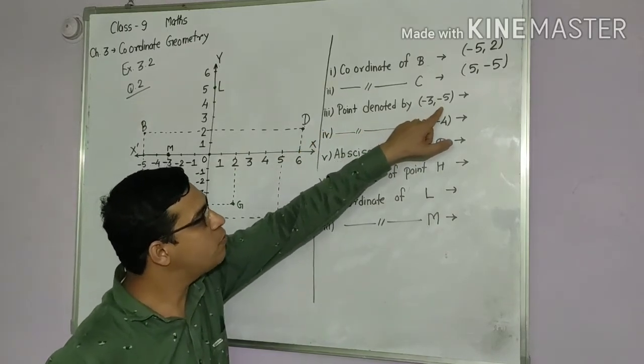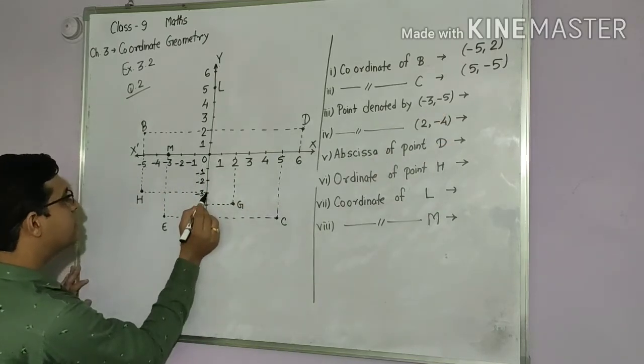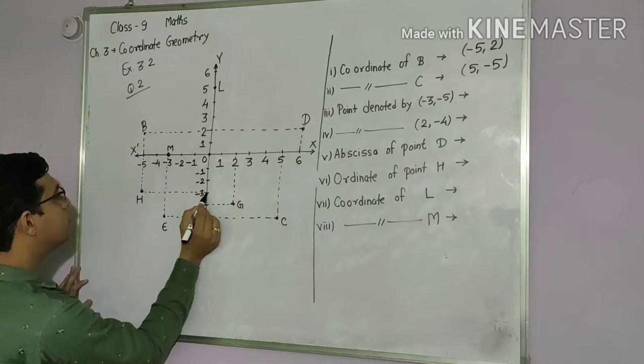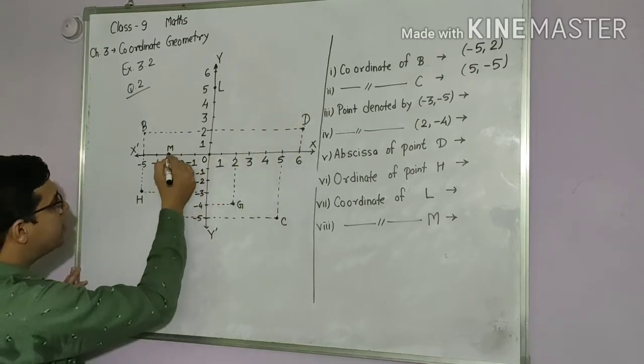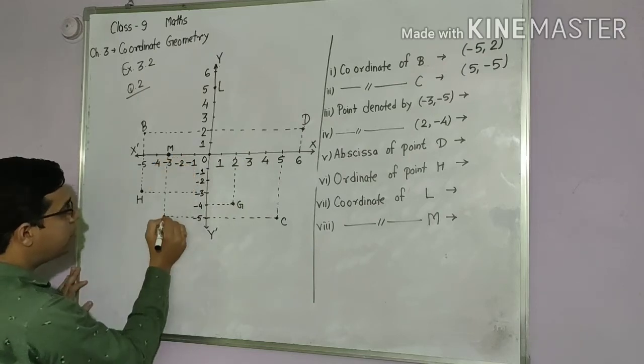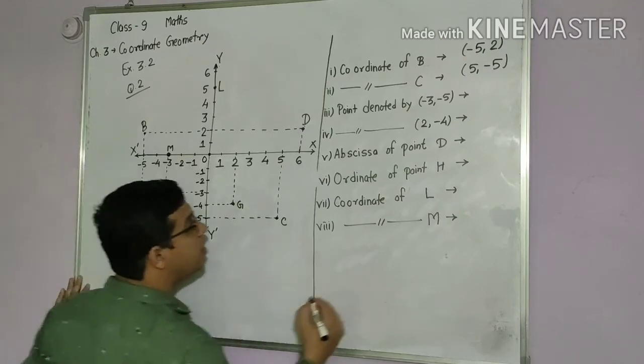Third, the point denoted by (-3, -5). Since both are negative, it will be in the third quadrant. Sorry, this is our -3, because x coordinate is -3 and y coordinate is -5. So that point is E.